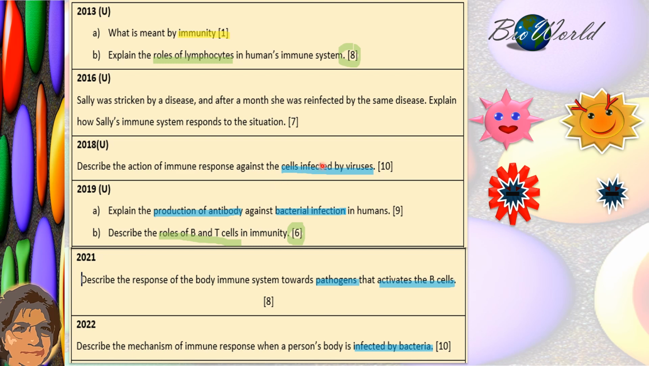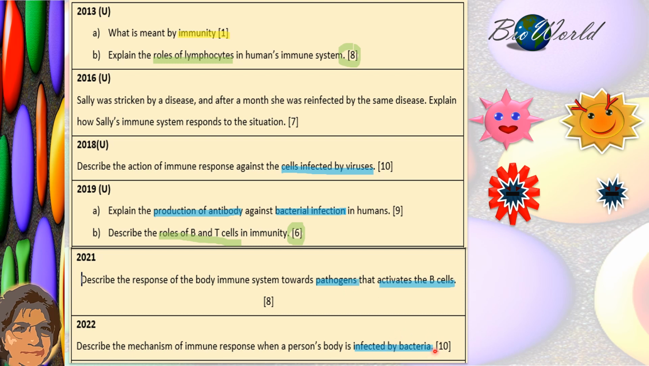The only difference being the microorganism involved. So like in 2018 repeat, they talk about a virus. 2019 repeat, they talk about a bacteria. 2021, they talk about a pathogen. 2022, they go back to a bacteria.